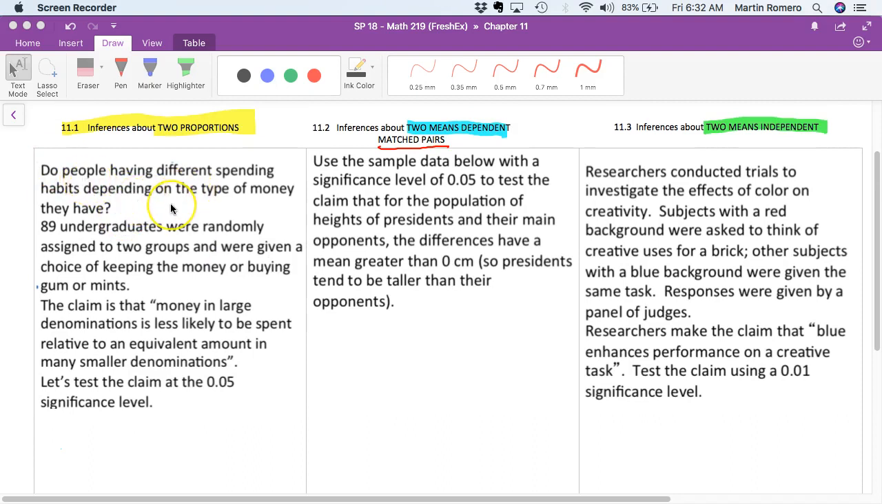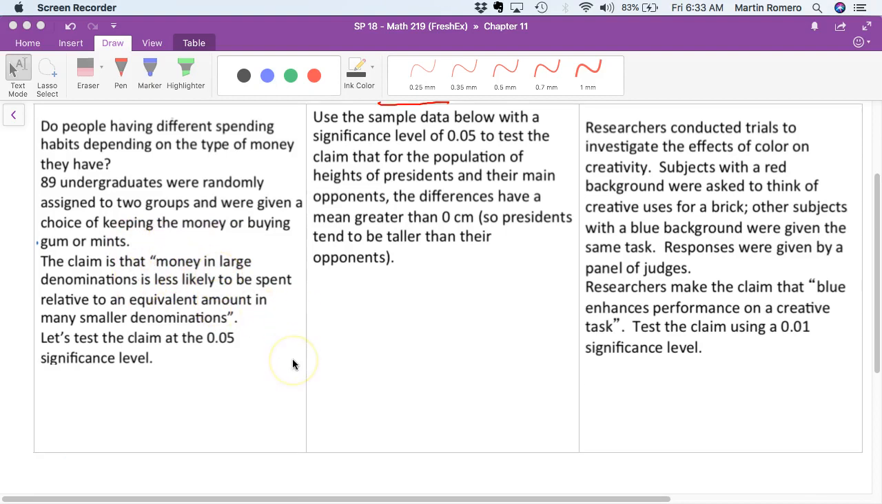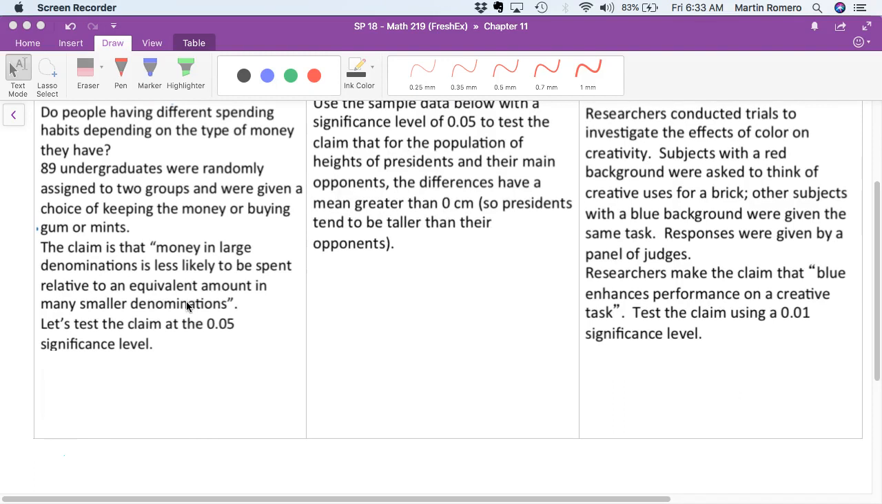Do people have different spending habits depending on the type of money they have? 89 undergraduates were randomly assigned to two groups and were given a choice of keeping money or buying gum or mints. The claim is that money in large denominations is less likely to be spent relative to equivalent amounts in smaller denominations. Let's test that claim. So we're looking at what proportion of people spent money, depending upon whether I give you coins or large bills. What group of people spends their money more often? That's what we're doing. This is not the formal example, but just to show you what I'm talking about.